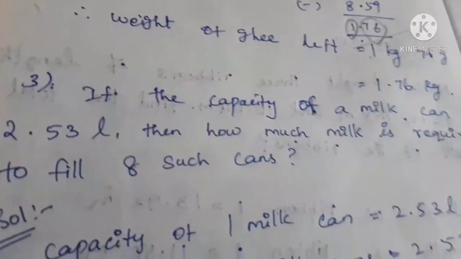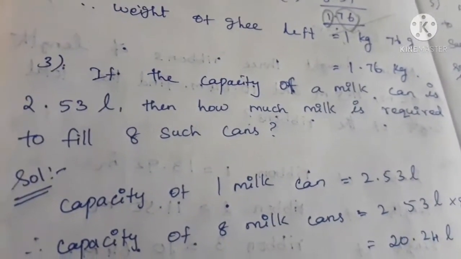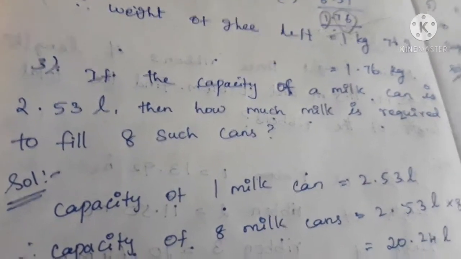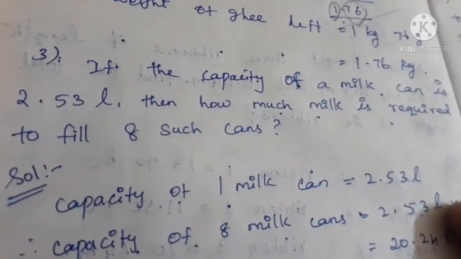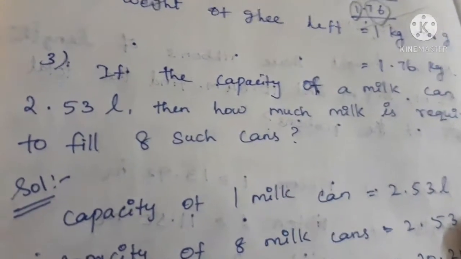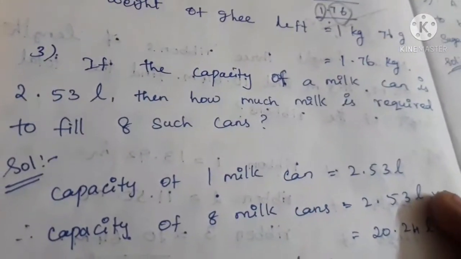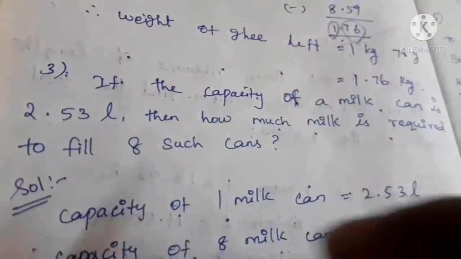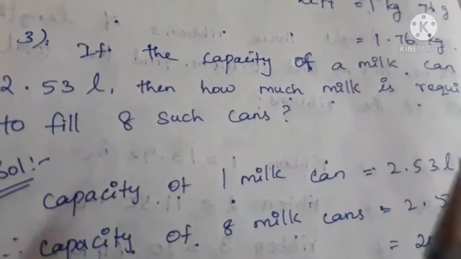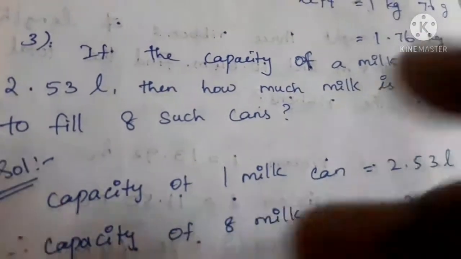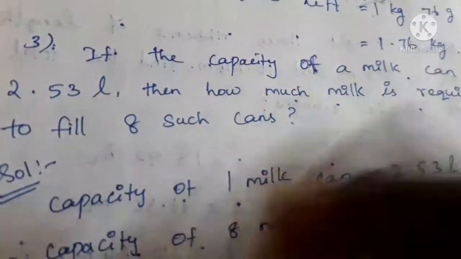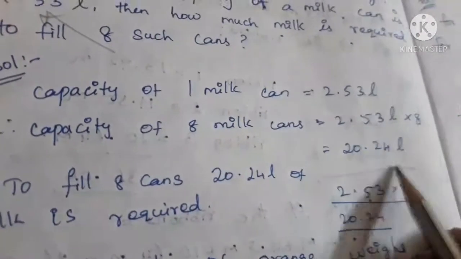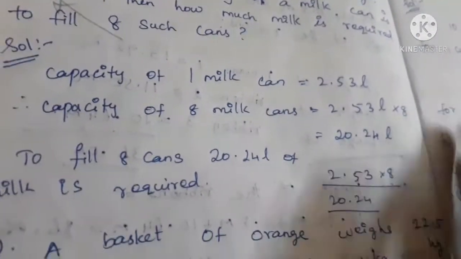Okay, third question. If the capacity of the milk can, okay, there is a milk can and its capacity is 2.53 liter, then how much milk is required to fill 8 such cans? They are asking, the capacity of one milk can is 2.53 liter. How much milk is needed to fill 8 cans like that? So you should multiply 8 with this. When you multiply it, you will get 20.24 liter.